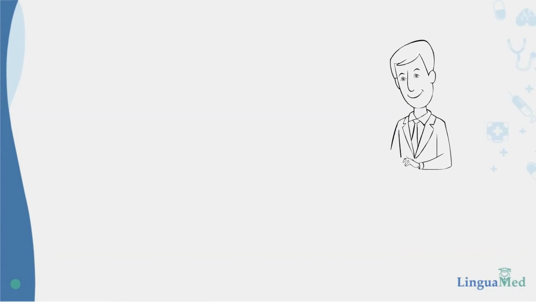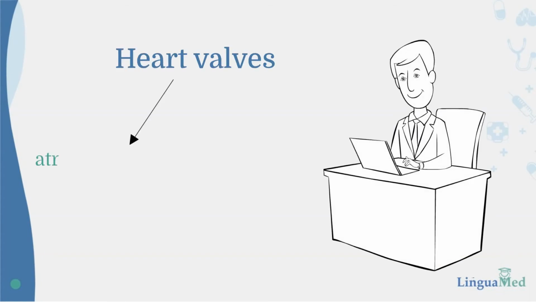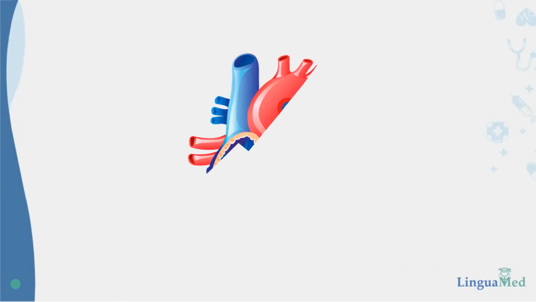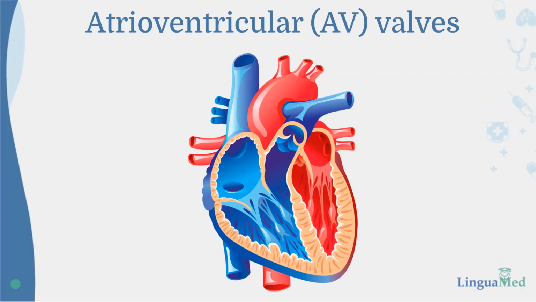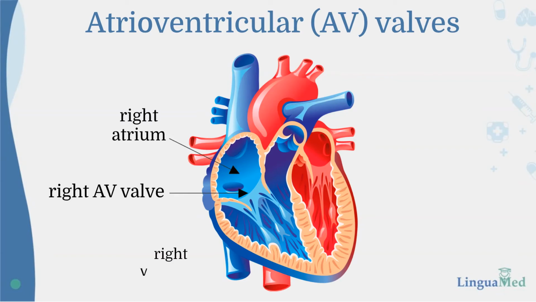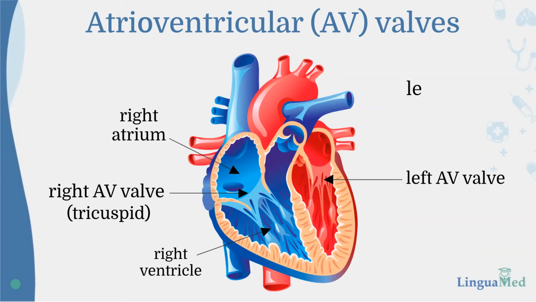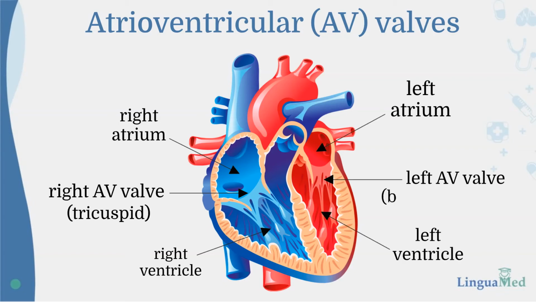There are four valves in the heart: the two atrioventricular valves and the two semilunar valves. The atrioventricular valves lie between the atria and the ventricles. The right atrioventricular valve lies between the right atrium and the right ventricle and is called the tricuspid valve as it has three cusps. The left atrioventricular valve lies between the left atrium and the left ventricle and is called the bicuspid or mitral valve as it has two cusps.